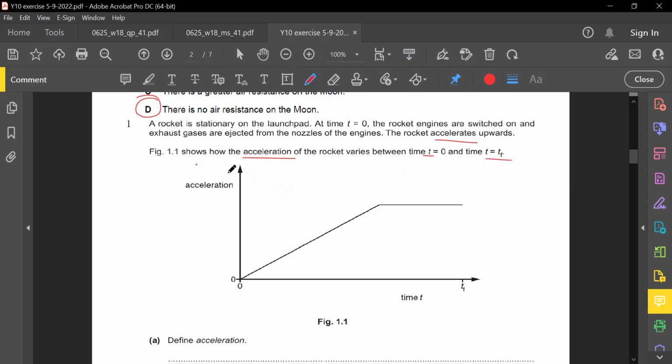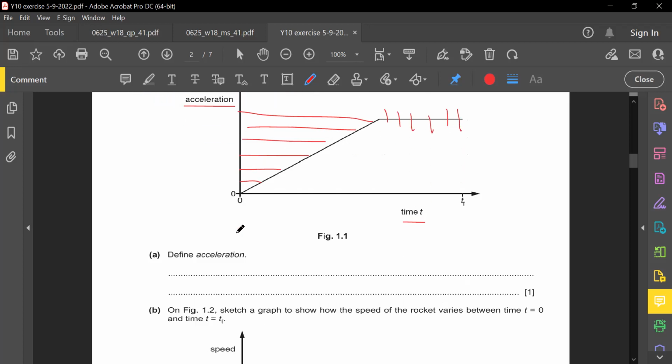Now, if you look at this first part of the graph, guys, you'll notice that this is a very special graph because it is an acceleration time graph. This means this here is increasing acceleration, and then here is constant acceleration, right? First things first, they ask you to define acceleration. Acceleration is the change in velocity over time, the rate of change in velocity. Now, guys, if you remember the formula, a equals v minus u over t, the rate of change in velocity means the change in velocity over time.